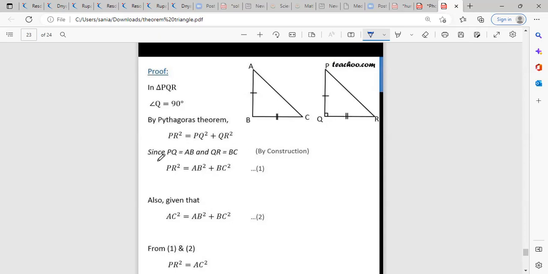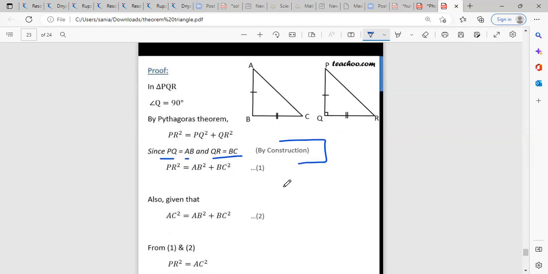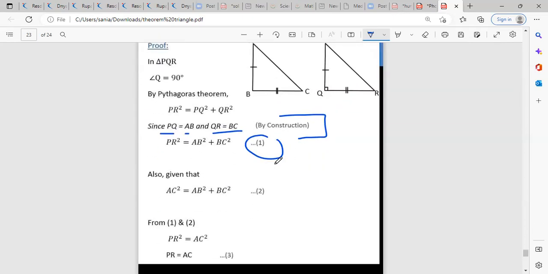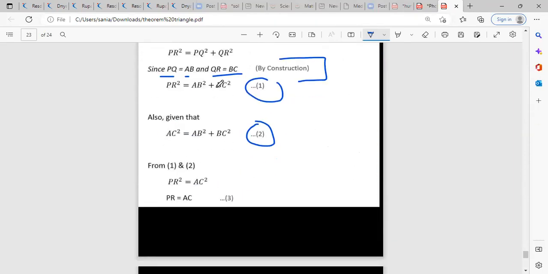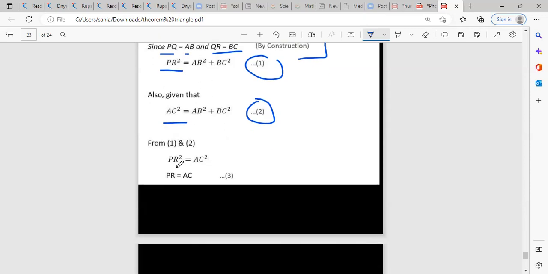Since PQ is equal to AB and QR is equal to BC, instead of writing PQ you can write AB, because you said it when you were constructing. So this was your first equation. Also this equation is already given. Now from the first and second, you can see that PR square is equal to AC square, because these two are the same. So square and square got cancelled, and PR is equal to AC.